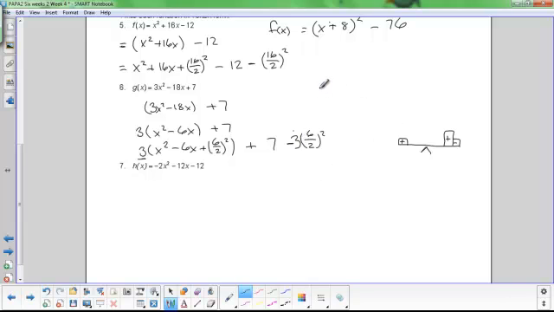So that becomes 3 times x minus 3 squared minus 20. That is your vertex form.